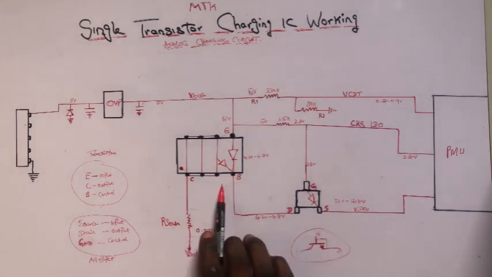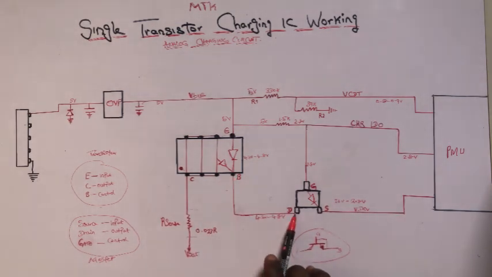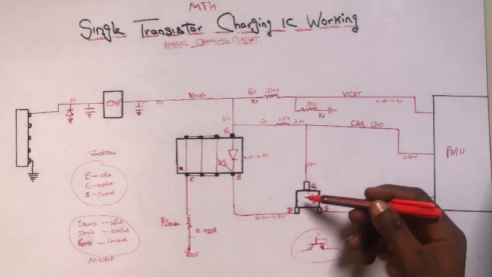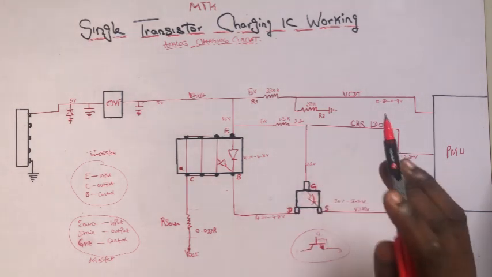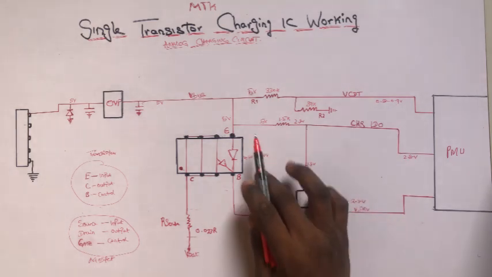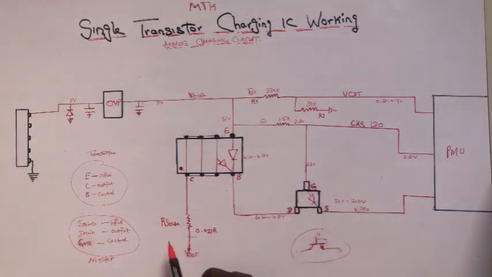If you have the 4.8 volts here, and you don't have it here, you will just make a jumper from here to here. I hope you understand. So now let me explain to you how this works. You have to follow this step by step so that you'll be able to solve this charging issue.